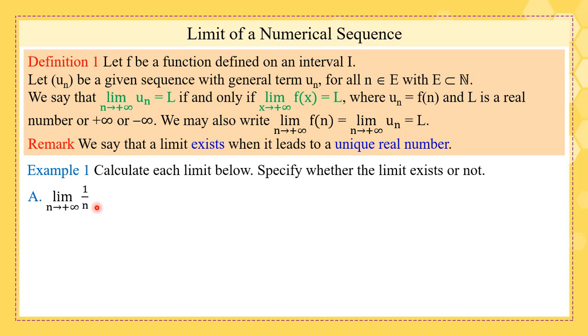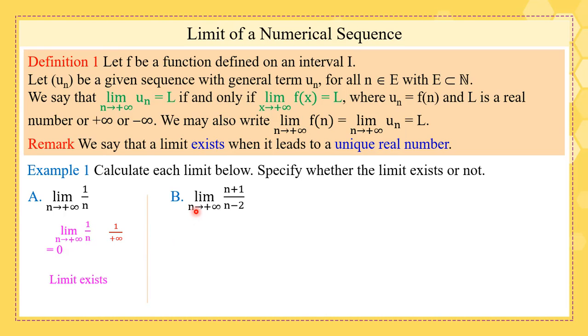The limit of 1 over n as n tends to plus infinity, we deal with it as if it were a function. So the limit, if we just substitute, we get 1 over infinity, and 1 over infinity is 0. Now, being a unique real number, we can say that the limit exists.